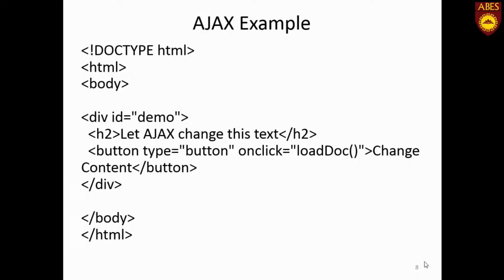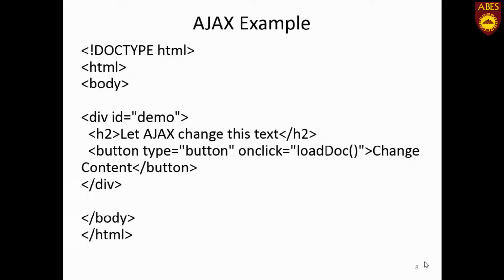Let us consider an example of AJAX. Here you have seen the doctype HTML and body. This is for the HTML. The main thing here is the division part, the div part, and the button. You can say here the division section and the button section.